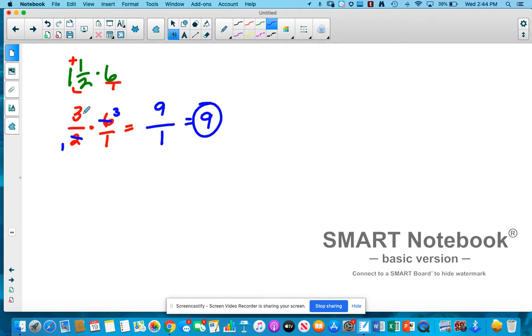Now let's say you didn't cross cancel. 3 times 6 is 18. 2 times 1 is 2. What's 18 divided by 2? 9. I still get the same answer. Either way is fine.